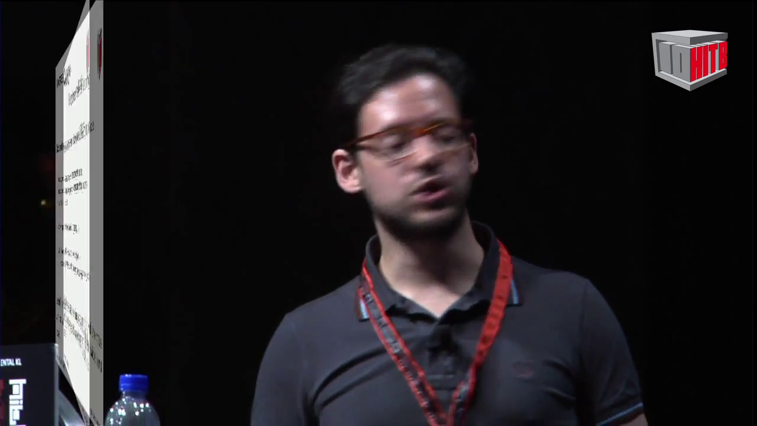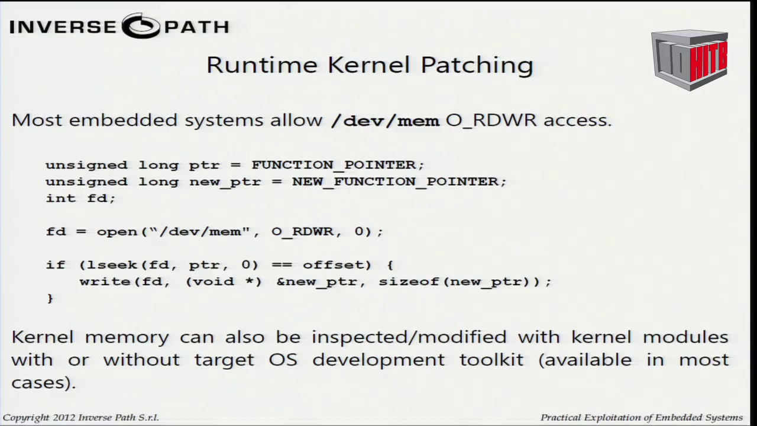So, of course, even if we are in 2012, most embedded systems, real-time embedded systems, give you devmem, and you can write and read from it, which means that if you want to hijack a function, you just need to have the function pointer of the function you want to hijack. You need a new function pointer, or a function which somehow you injected in kernel memory, either via the firmware update or because your module is having that. And you can open devmem, seek to the pointer, and then replace the pointer with your new one. It's very easy to do.